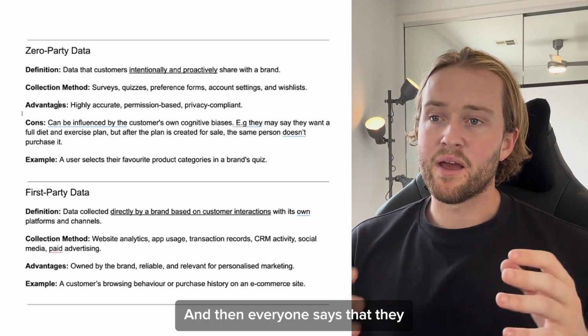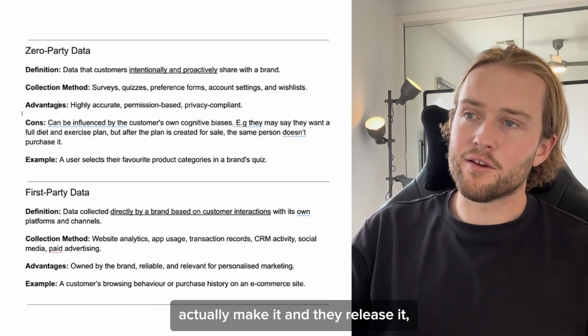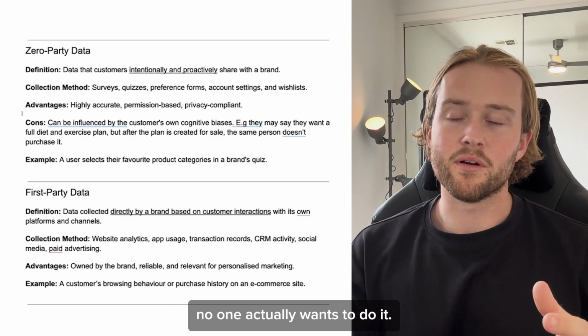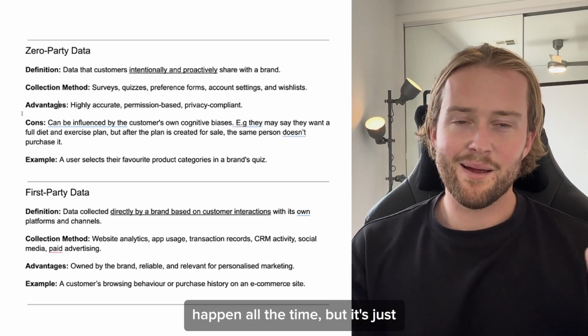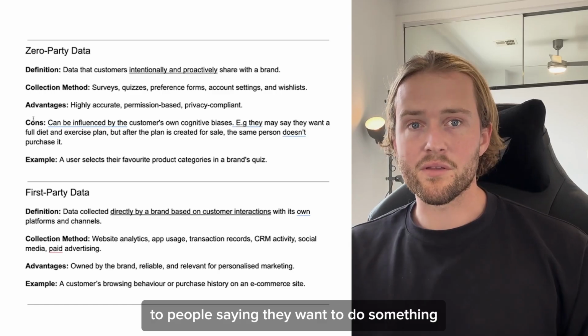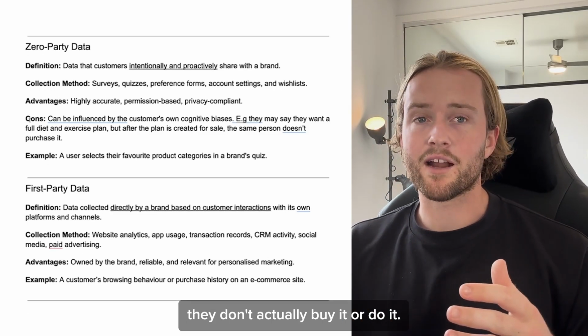It'd be like, for example, a gym supplement business creating a workout plan or a weight loss plan, and then everyone says that they want that, and then they go around to actually make it, and they release it, but no one actually buys it because no one actually wants to do it when it comes down to it. This doesn't happen all the time, but it's just something to look out for when it comes to people saying they want to do something or saying they want something, but then they don't actually buy it or do it.